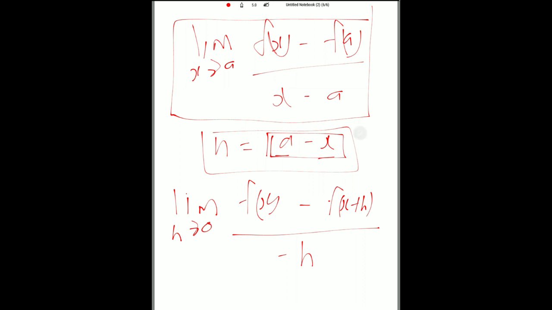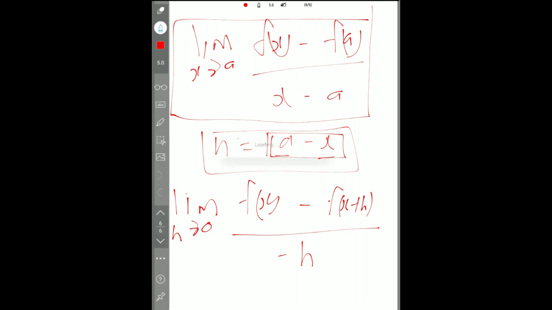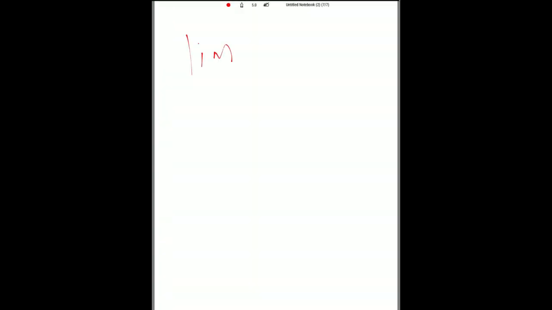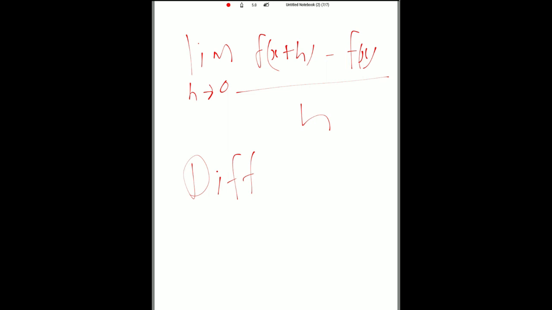So we're finding the limit of f of x minus f of x plus h all over negative h as h approaches 0, which in effect gives us the limit of f of x plus h minus f of x all over h as h approaches 0. So what we call this limit is the difference quotient.